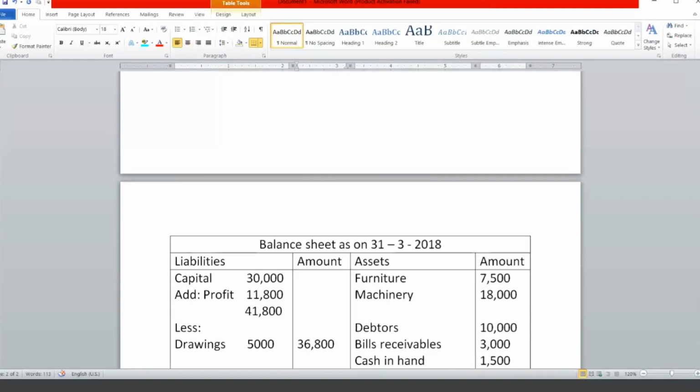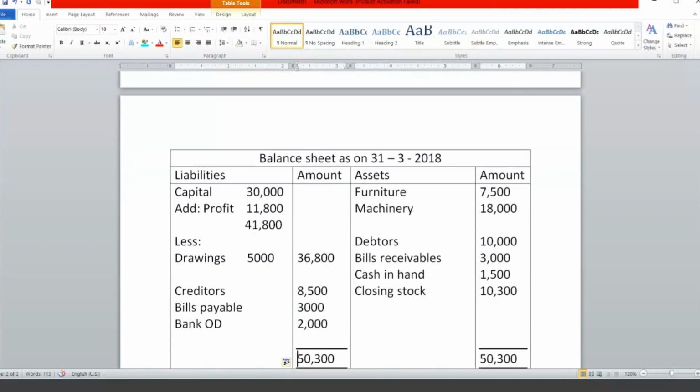Now check the balance sheet. Please take a screenshot of this.